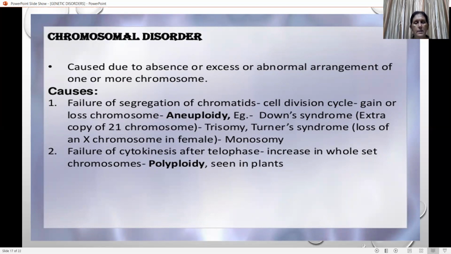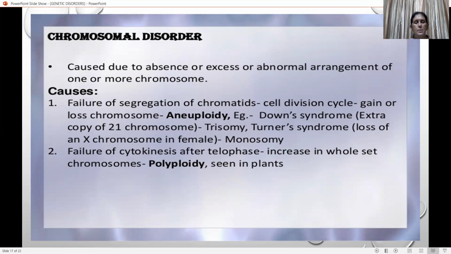When they sometimes gain or lose a chromosome, it is called aneuploidy, and it causes Down syndrome, an extra copy of chromosome 21. It is also called trisomy. That means in the 21st chromosome, one extra chromosome is present. So it is called trisomy or Down syndrome. The second one is Turner syndrome. It loses one X chromosome in a female. So instead of 46, 45 total chromosomes are found in the female, and it is called monosomy.